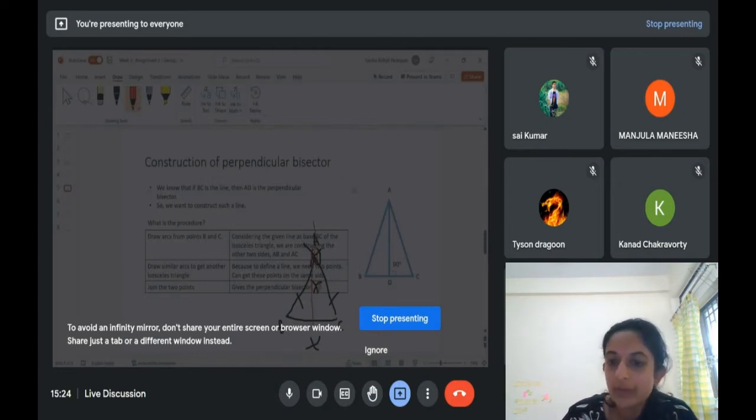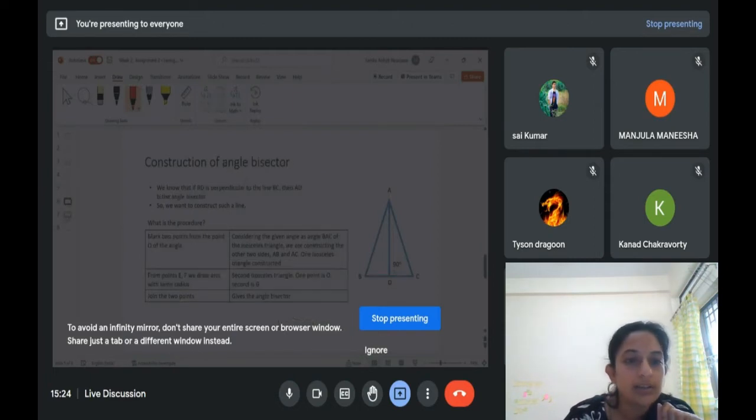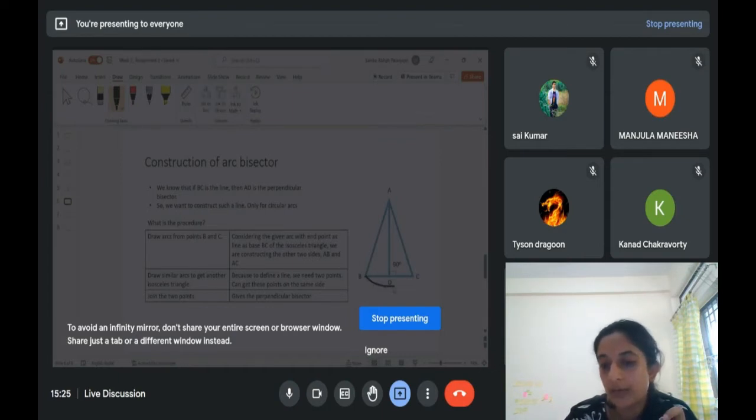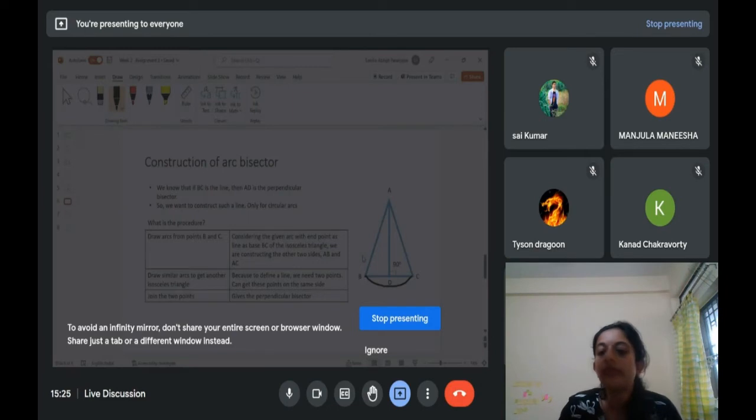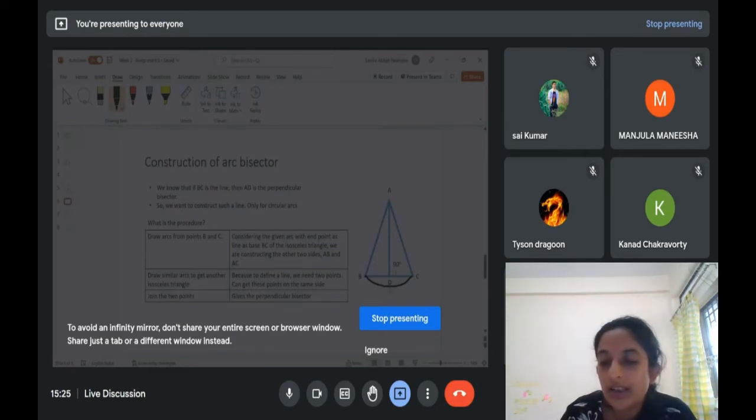So in this perpendicular bisector, what we saw is that the given line is the base of the isosceles triangle. Similarly, consider the construction of an arc bisector. And please remember that an arc can be bisected only if it is a circular arc. This particular construction is valid only for a circular arc. So consider that this is an arc.